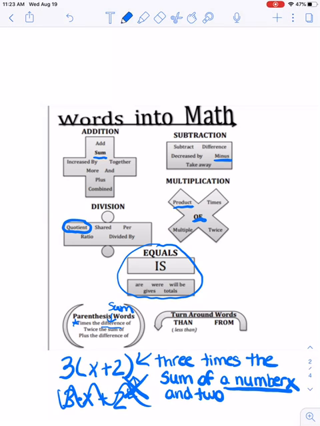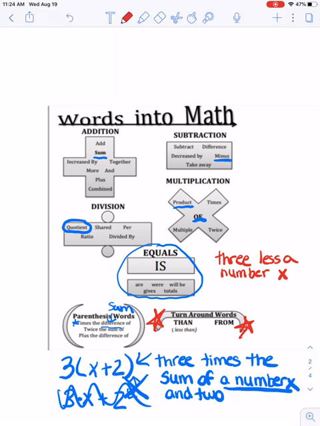Again, I can't say 3 times x plus 2 because that's not the same thing. The next thing to touch on here is turnaround words, and these are important words that you have to memorize. There are 2 of them: than and from. The reason we have to know this is, let's say I say 3 less a number x.